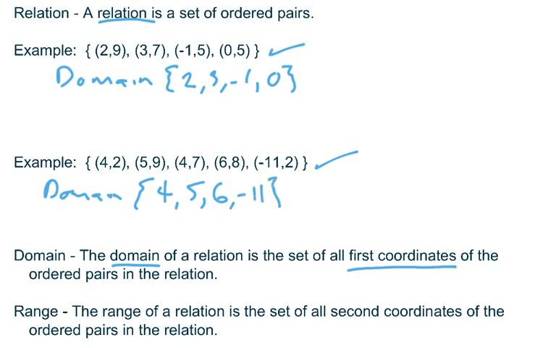And you might ask, is it important to put these numbers in order? And the answer is no. The order of the elements of a set doesn't matter, so you could leave it just the way it is. That's domain, the set of all the first coordinates.